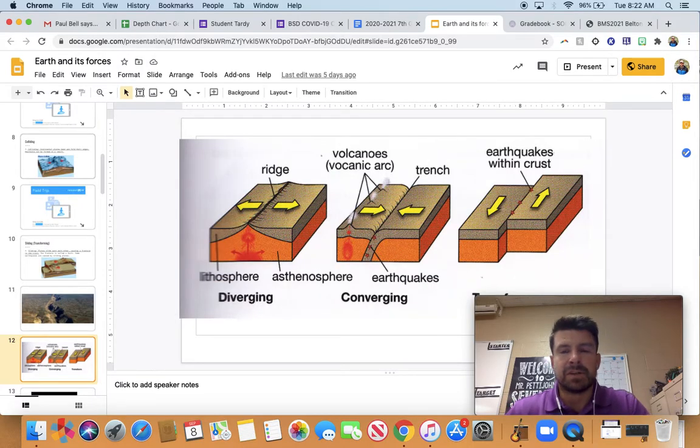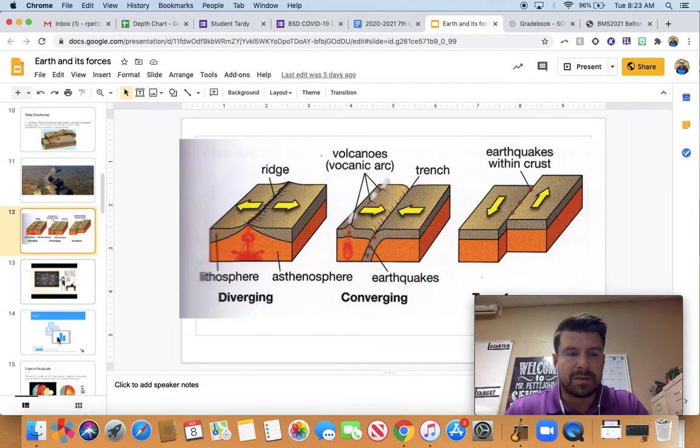Okay, so here we have sliding, converging, diverging. We're missing one. We're missing the colliding. But those are images of it. All right. There's a video for you.